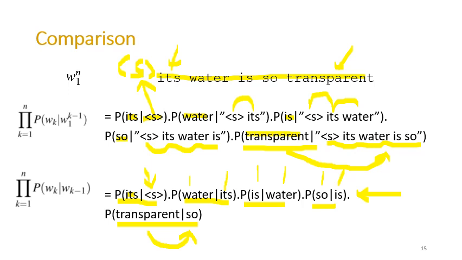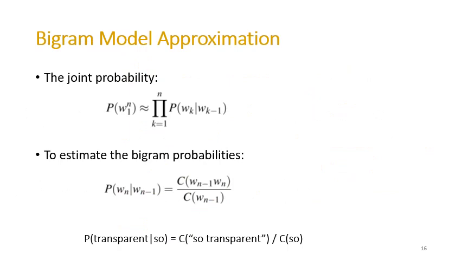Again, if the history is so long, then you might never find it in your corpus. Remember, even in Google search, when the sentence is quite long, it will say that it does not find any result. So here's the comparison between computing the joint probability without approximation and with bigram approximation. Hopefully I made this very clear for you. We have seen that the joint probability using the bigram model approximation becomes like this.